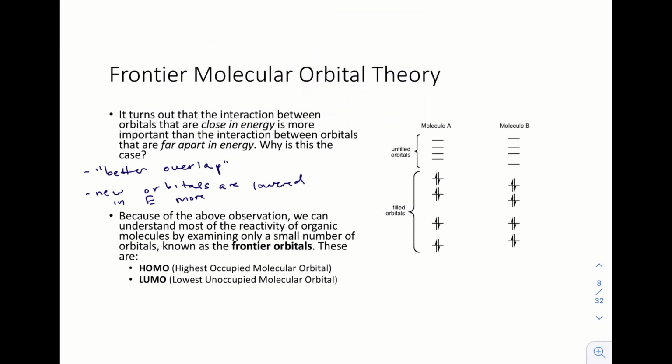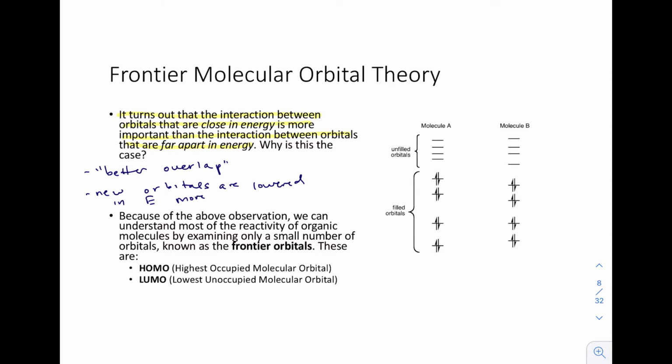Yes, we can, because as it turns out, the interaction between orbitals that are close in energy is more important than interactions between orbitals that are far apart in energy. Orbitals that are closer in energy have better overlap. That means when they make new orbitals, those new orbitals are lowered in energy more than if the two starting orbitals were further apart in energy. And the name of the game is lower energy. The universe is going to lower energy.